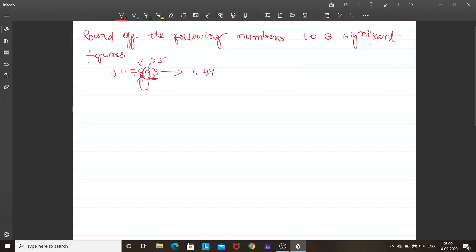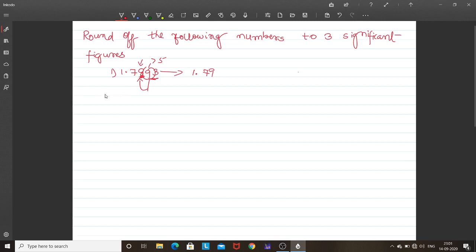If you have a number which is less than 5, you leave the number as it is. If you have exactly 5, you can increase or you can keep it as it is. Sometimes we increase the number when you have a 5.